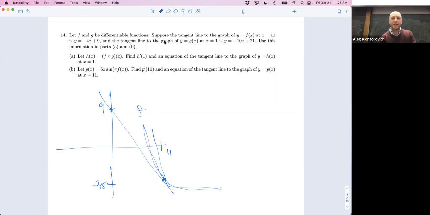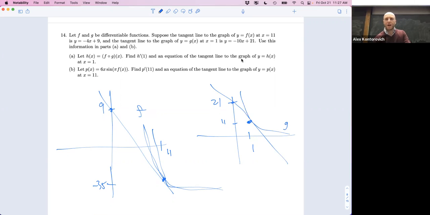That's f. And the tangent line to the graph of g at x equals 1, I'm going to do this somewhere else. At x equals 1 is 21. And then at x equals 1, I get a 11. So these are my 2 points. And g is doing that. That's g. So here's a graph of f. Here's a graph of g. Use this information for parts A and B.